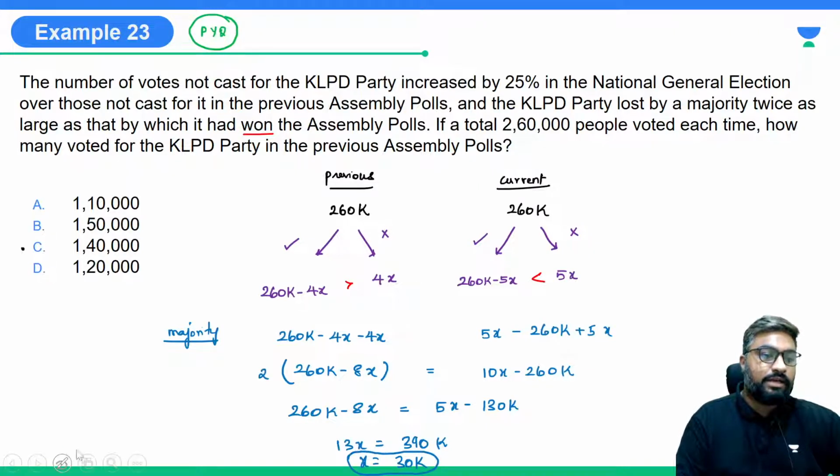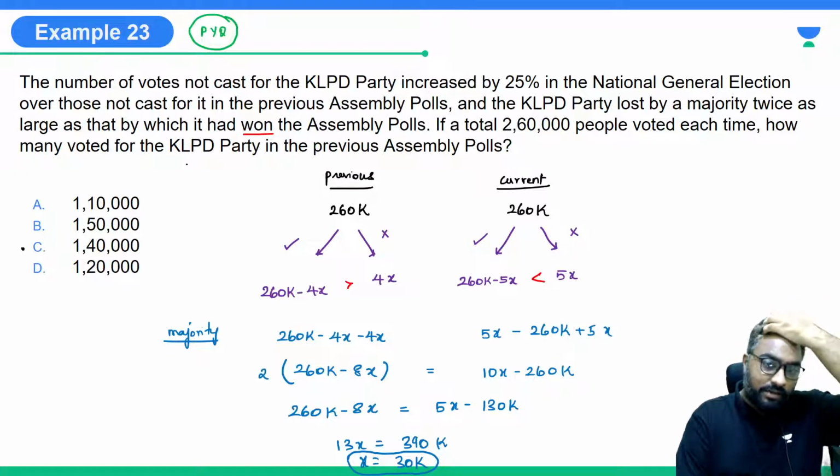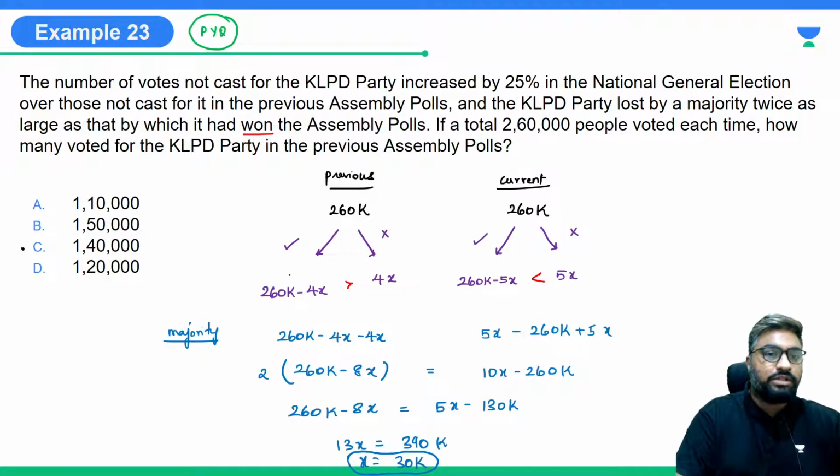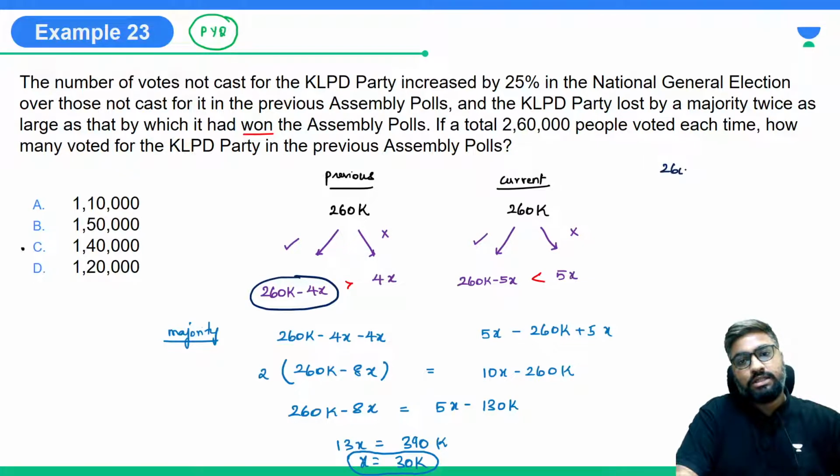x का वैल्यू मिल गया हमें 30k. Now what is the actual question asking? How many people voted for KLP, voted for the party in the previous assembly polls. So previous assembly polls में कितने लोगों ने वोट किया, 260 माइनस 4x लोगों ने वोट किया. Yes, so our answer is 260k, that is 260,000 minus 4 into 30,000 which is 1,20,000 या 120,000.